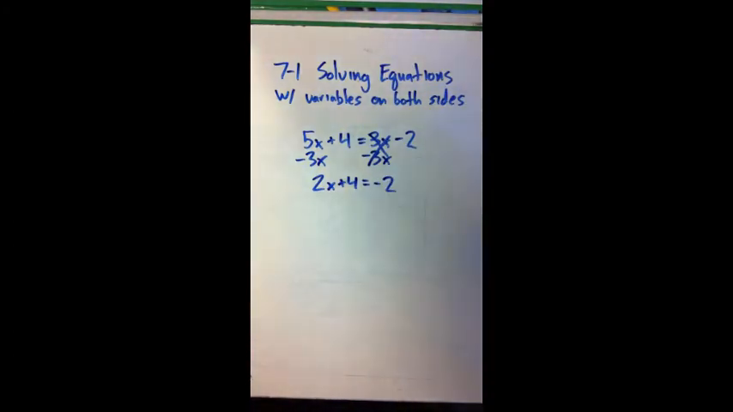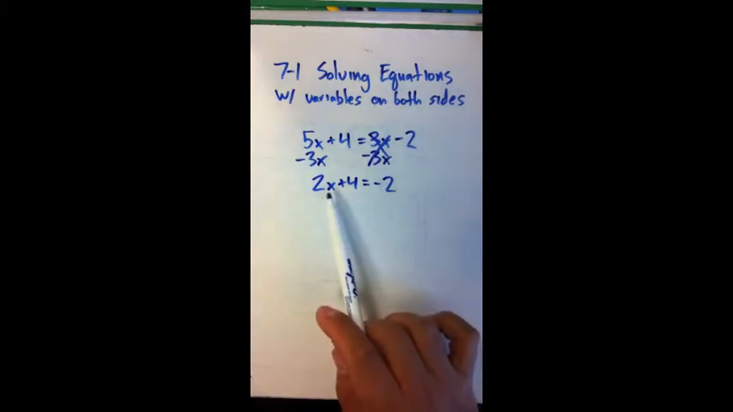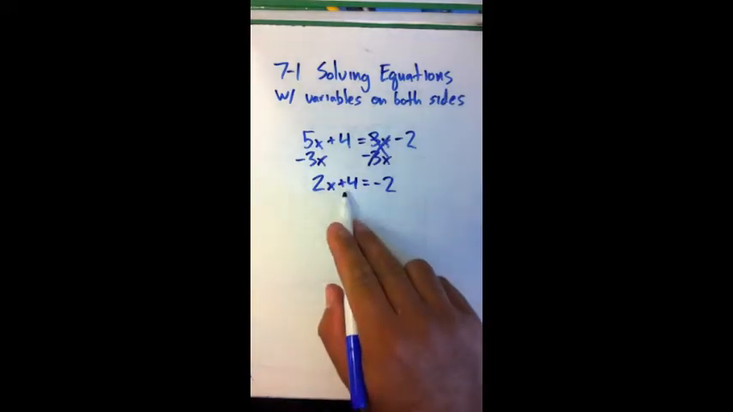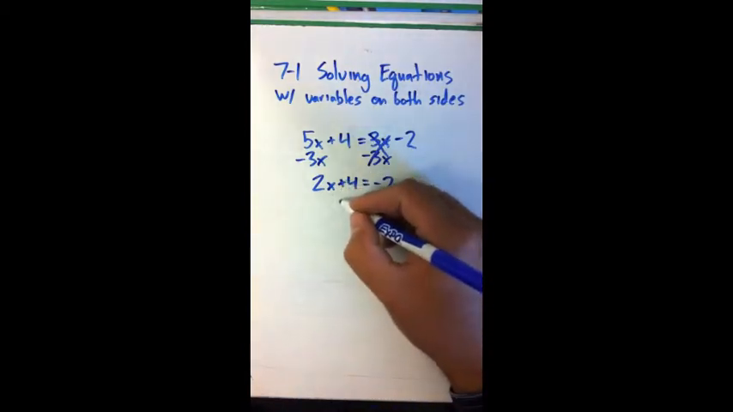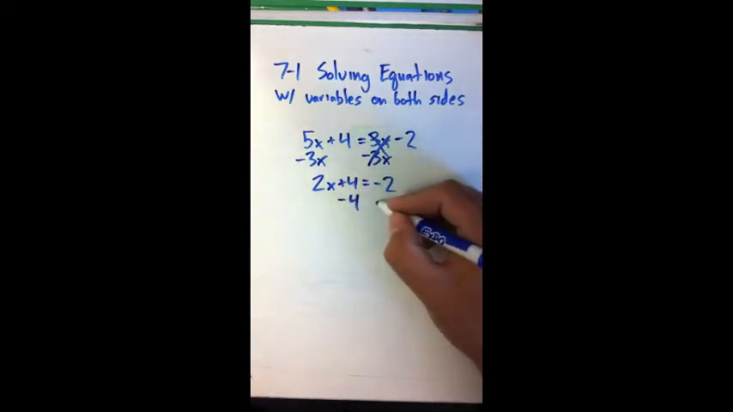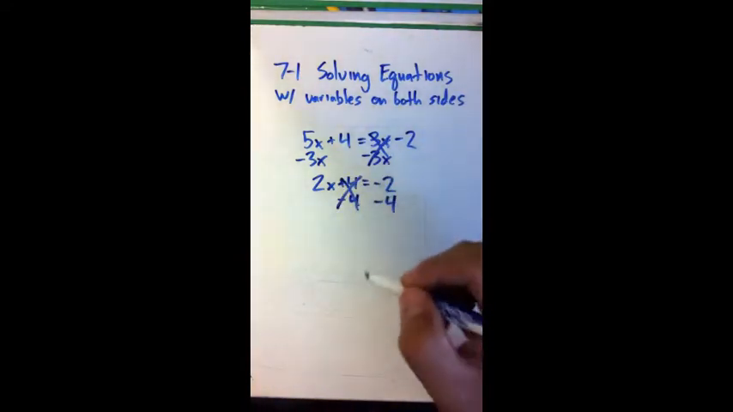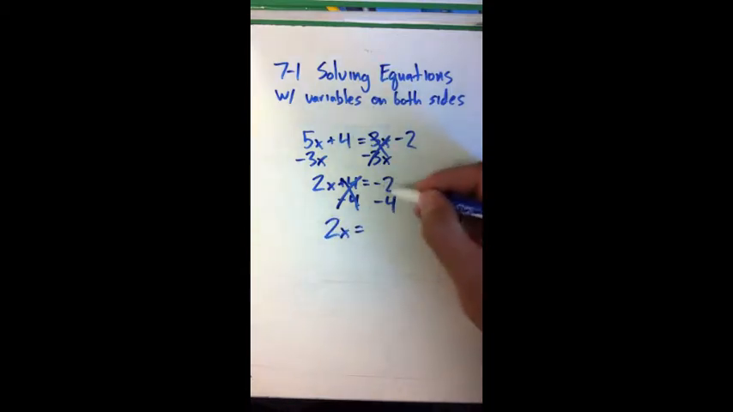Now one of the goals when we're doing this is to have the variable on one side and the numbers on the other. If you already have one variable on one side, then the only thing you really need to concentrate on is moving all the numbers, or all the constants, the numbers without variables, to the other side. So we need to move this 4 over here. Because it's a positive 4, we're going to use its opposite, which is negative 4, to move it over here. Positive 4 and negative 4 cancel out each other. So we're left with 2x equals, we add these up, negative 2 and negative 4, which is negative 6.